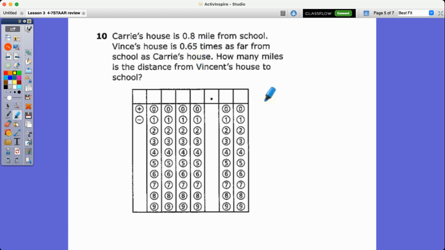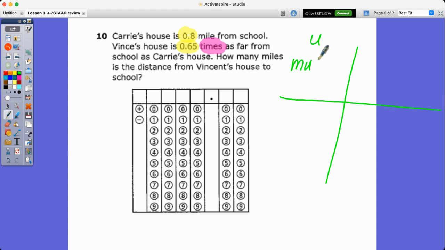Okay, so I have this distance, and it has a key word. What is my key word? Times. Okay, so if we were using a UPS check, I understand that I am going to multiply. What am I going to multiply? 0.8 times 0.65.